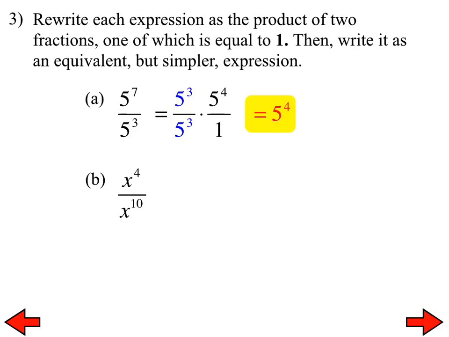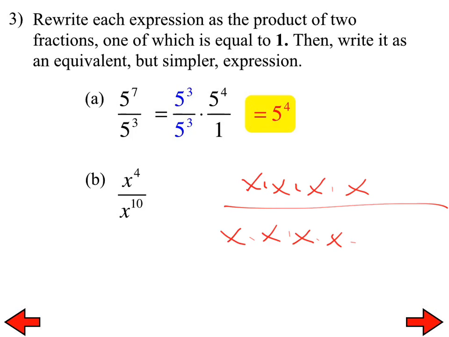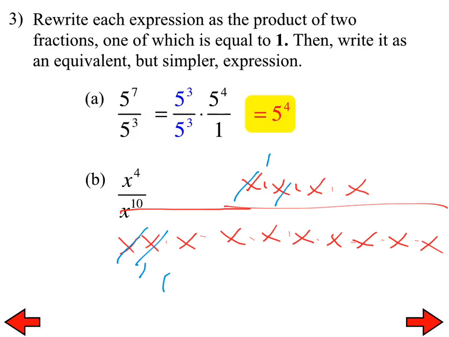X to the fourth is x times x times x times x. And on the bottom, I'm already tired of writing all of these x's. At some point, we have to kind of see what's happening there. And right now I have 7, 8, 9, 10. And what happens here is that we have 4 of them on top cancel out, if you want to think of it that way, with 4 of them on the bottom.